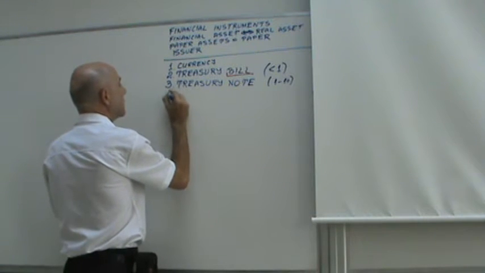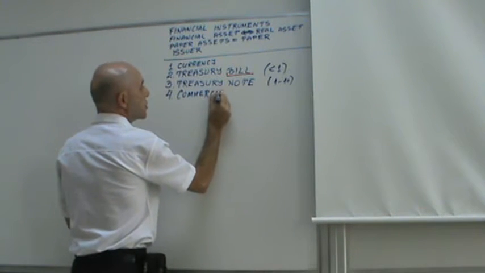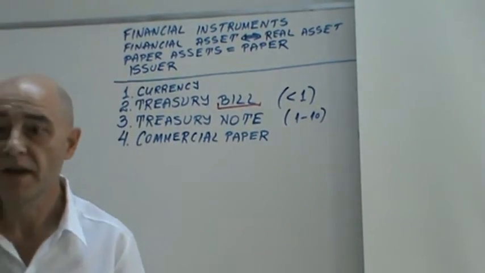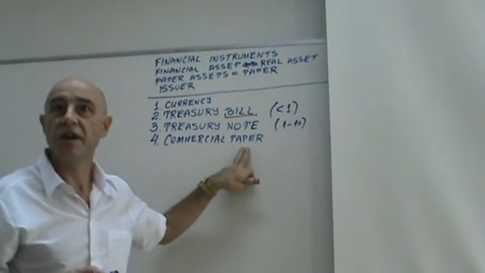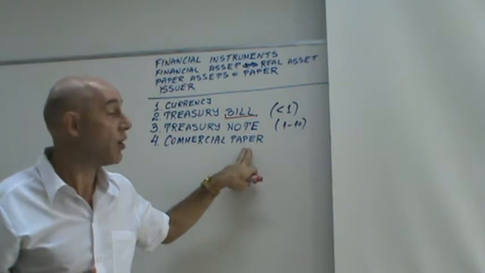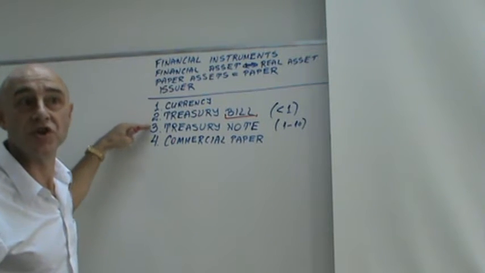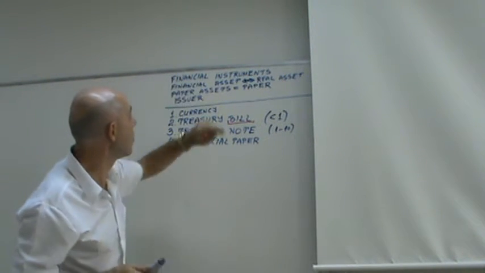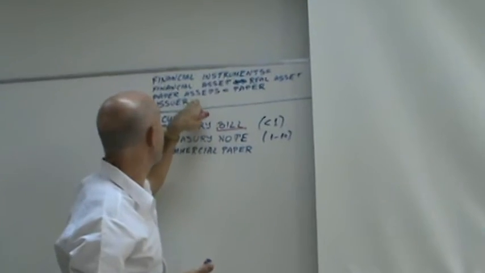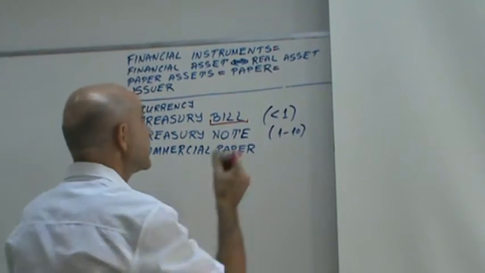Next one. Commercial paper. Commercial paper is a security issued by companies, as in businesses, okay? So, now you begin to notice how I do the definitions. I always start a financial instrument. Oh, let's write it over here. Financial instrument, as in financial asset, as in paper asset, as in paper, is also called security. Security.